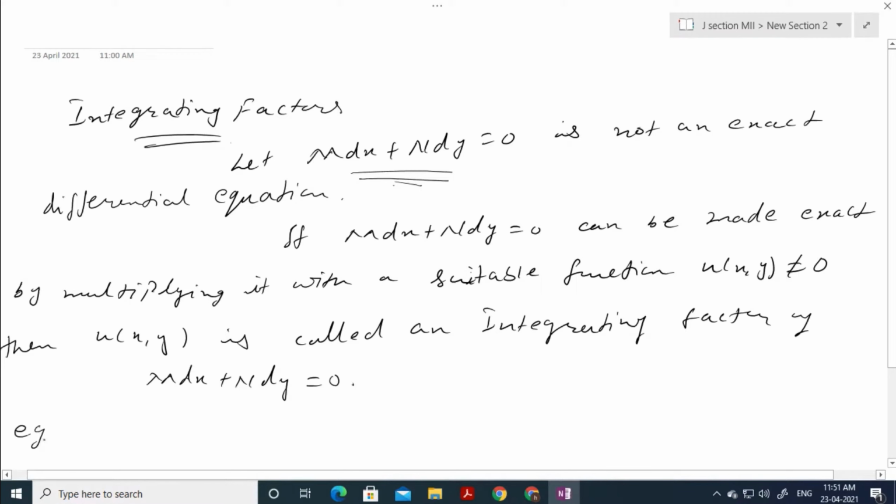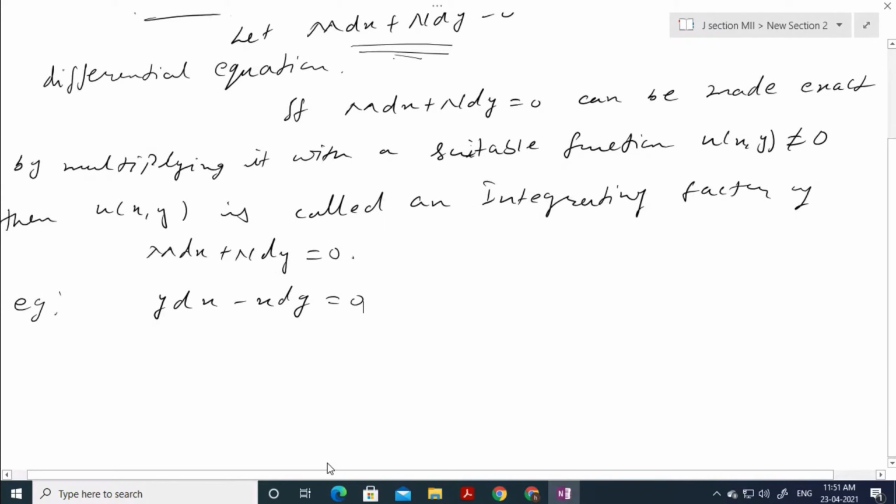Suppose for example you have this one, y dx minus x dy is equal to 0. Anyhow, this differential equation is very easy, it can be solved directly also. But let us check whether this is exact or not. What is M here? y. What about N? Minus x.